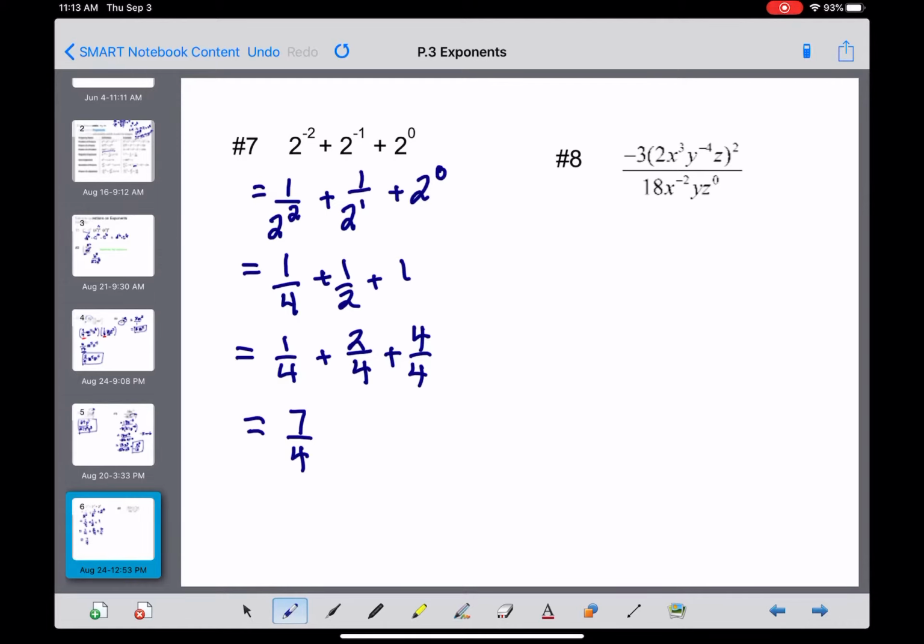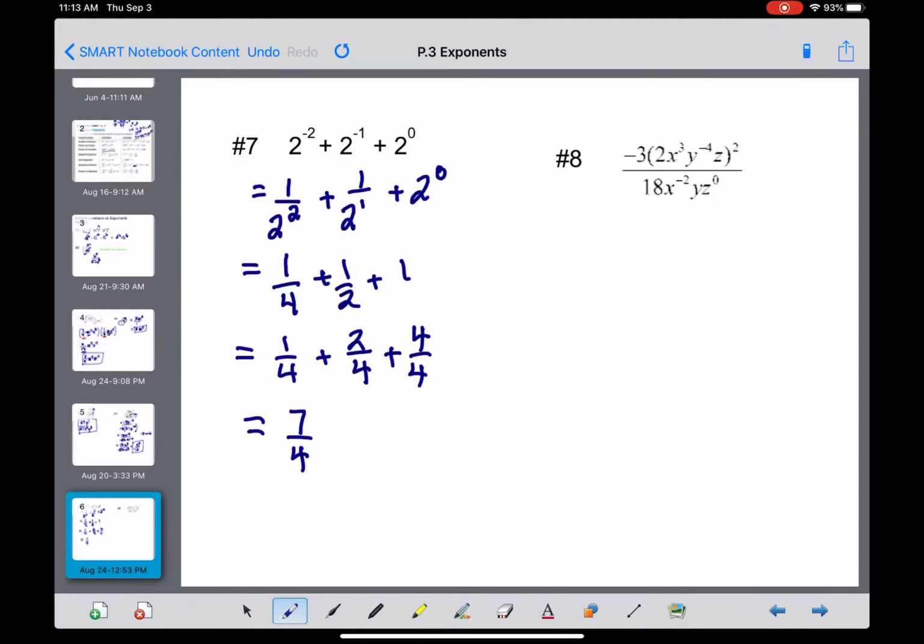And our last example, this one's got everything all together. My advice for this one is that you want to start with your parentheses. So that's where you're going to start. And then we have to get down to one variable of each, so an x, a y, and a z. And then simplify the numbers as much as we can.